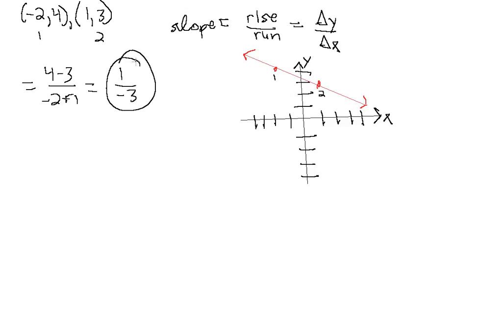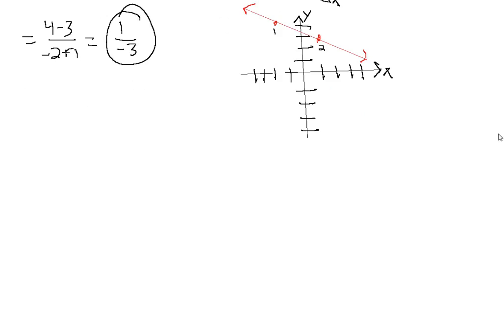And it's actually a good way to check our answer if we draw the graph, because if this came out to be a positive answer, we know we got something wrong, because as you can see, this is a negative slope. It's sloping downwards. Okay, let's do a few more of these examples.